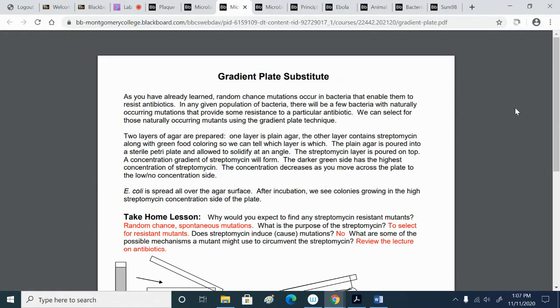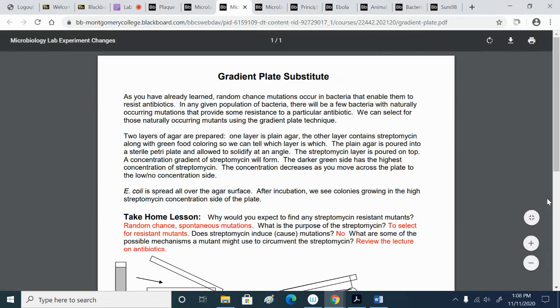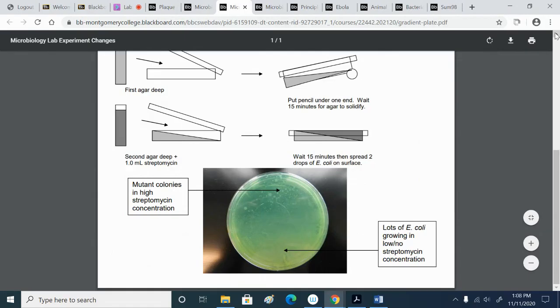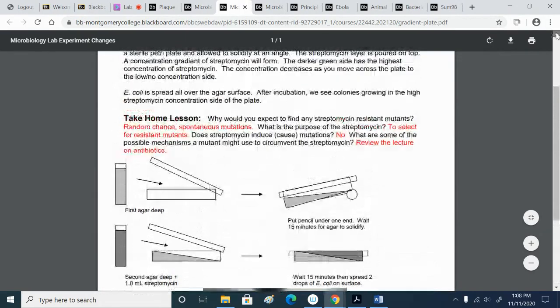So we're going to be using streptomycin and E. coli, and we're actually going to create a concentration gradient of streptomycin. One end of the agar plate has a very high concentration, and it decreases as you go across the agar plate to the other side, where there's little or no streptomycin. The way we do that is by using 2 layers of agar.